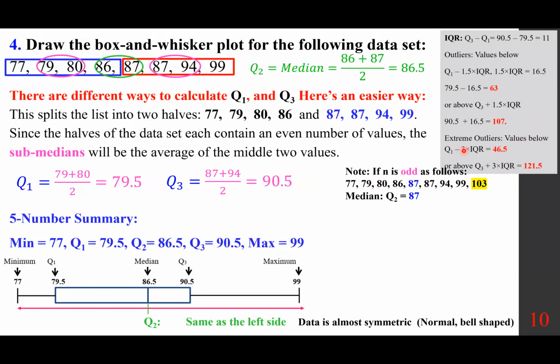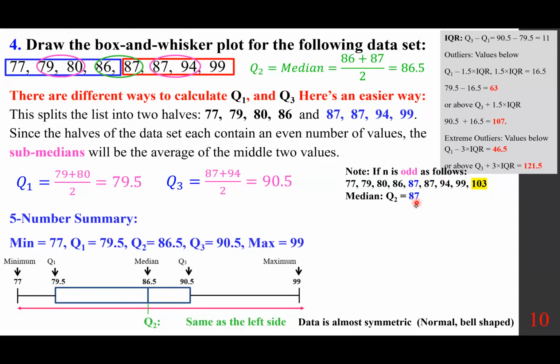Again, note, if n is odd, let's see what happens. I just added a number on purpose. I wanted to show you something. Clearly, Q sub 2 is 87, no questions asked. The one in the middle, there are 9 of them. The fifth one is Q sub 2.